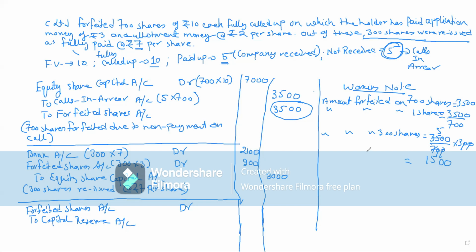Now you have to understand, on 300 shares your amount forfeited is 1,500, but you have reissued them at a discount of how much? 900. Therefore, discount on reissue. What is your discount on reissue? The discount on reissue is 900 rupees. So subtract it. How much do you get? 600. This is the amount to be transferred to capital reserve. So how much will this be? 600. Is this understood, students?